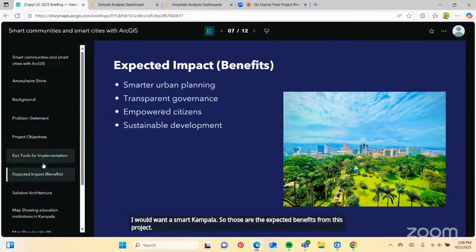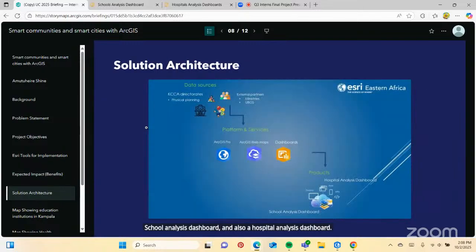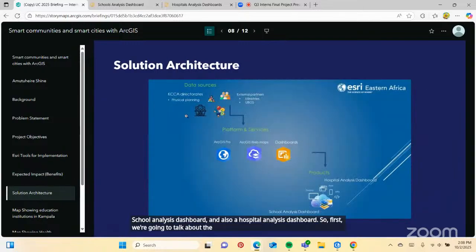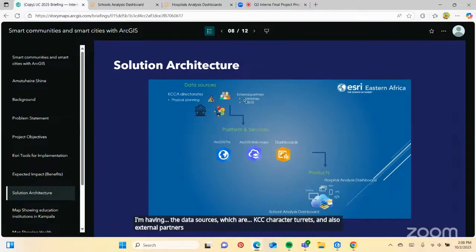The outputs of this project are going to be a school analysis dashboard and also a hospital analysis dashboard. But first, we're going to talk about the solution architecture. I'm having the data sources, which are KCCA directorates, and also external partners such as the Ministry of Education, and also UBOS, which is the Uganda Bureau of Statistics, where I collected most of the information that I am using.